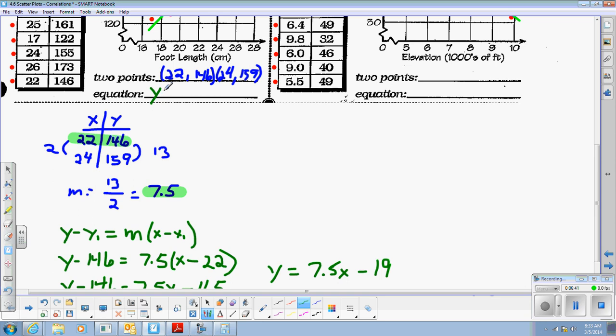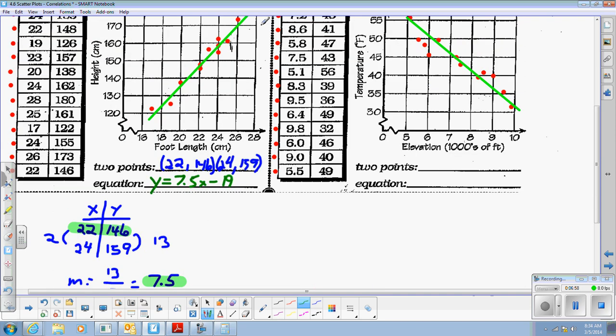Y equals 7.5x minus 19. And it wouldn't matter which coordinate I would use here, I would still get the same answer. So 7.5x minus 19. That's it. That's how I would do it, and now I know the equation of this line. It is 7.5x minus 19.